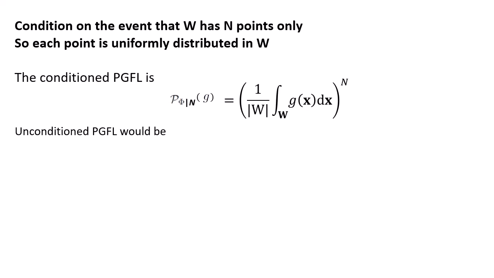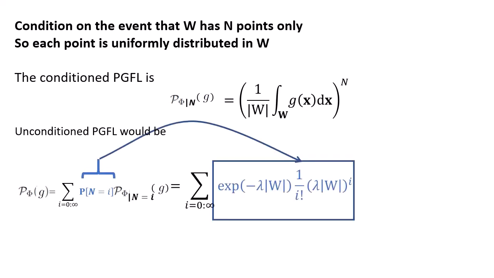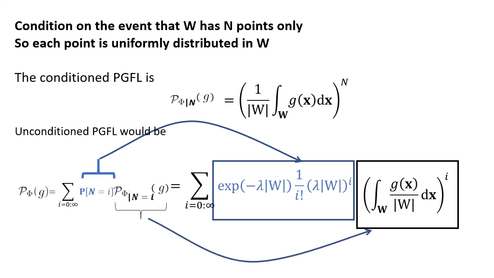Now, for the unconditional PGFL, I have to take this distribution of n and decondition it. So the unconditional PGFL would be: you take the summation over all values of i, you compute the probability that n is i, and then you multiply by the PGFL conditioned on n equal to i. The probability that n equals i is equal to this value, because n is a Poisson random variable with parameter lambda times the size of W, and then this conditional PGFL is given here.